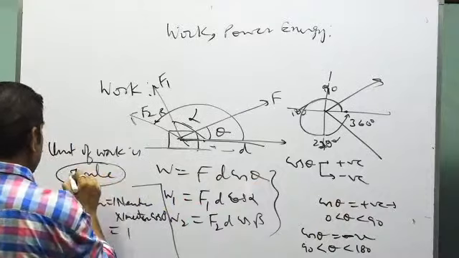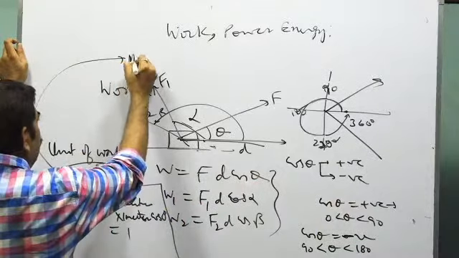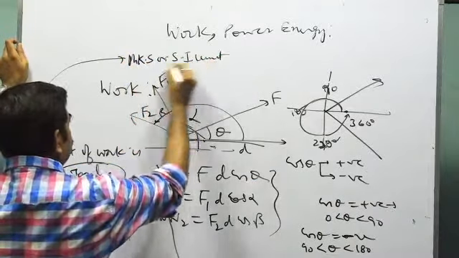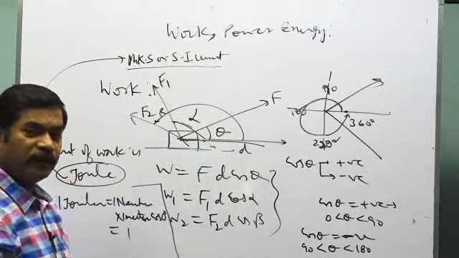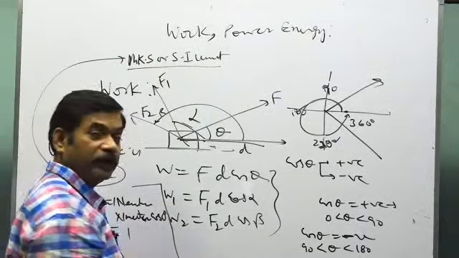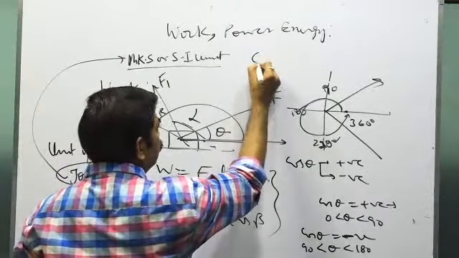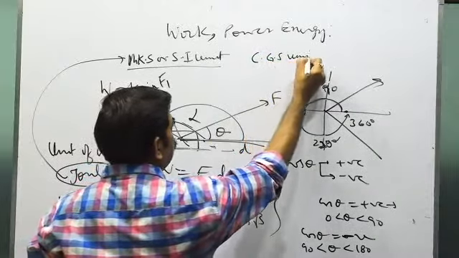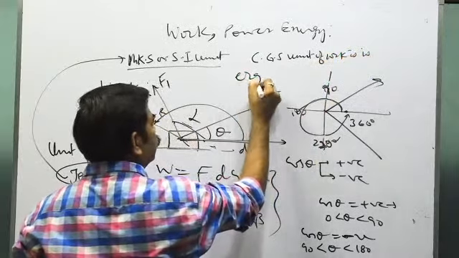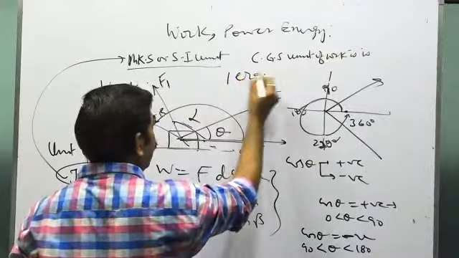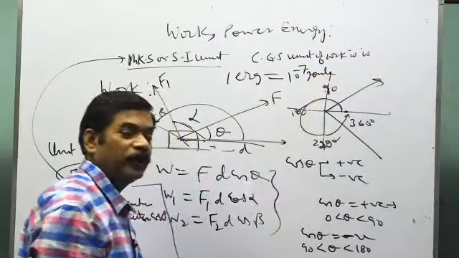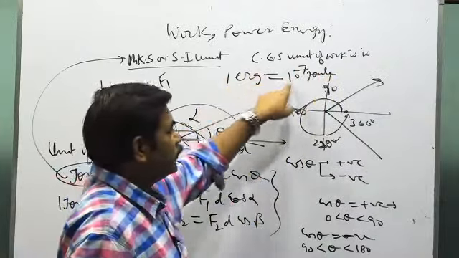So 1 joule becomes the unit of work, and it is the MKS or SI unit. Because this is the MKS or SI unit, and it is a bigger unit, the CGS unit of work is erg. And 1 erg is equal to 10 to the power minus 7 joules. So erg is a relatively very small unit. 1 erg equals 10 to the power minus 7 joules.